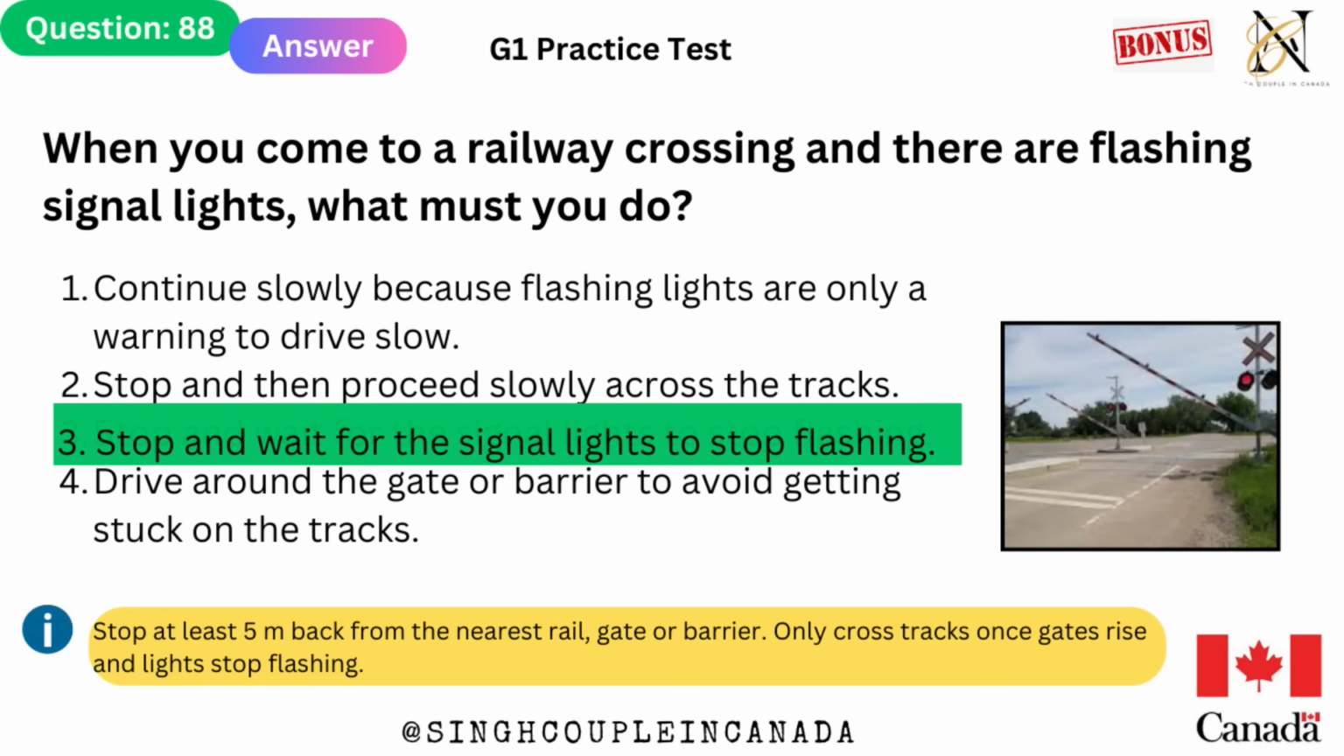Stop at least 5 meters back from the nearest rail, gate or barrier. Only cross tracks once gates rise and lights stop flashing.